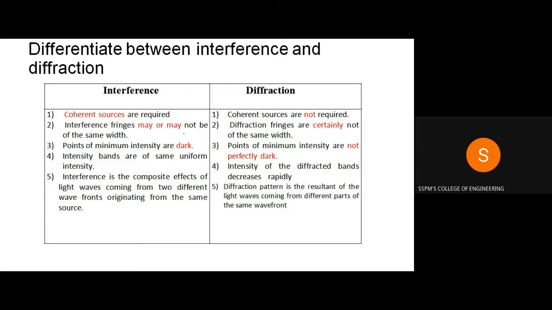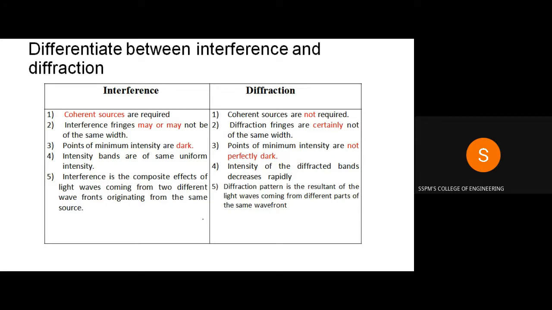Interference fringes may or may not be of the same width. Diffraction fringes are certainly not of the same width. In interference, points of minimum intensity are perfectly dark, whereas in diffraction, points of minimum intensity are not perfectly dark.